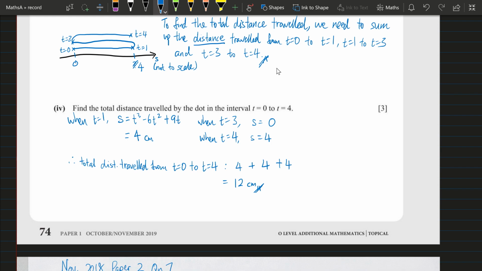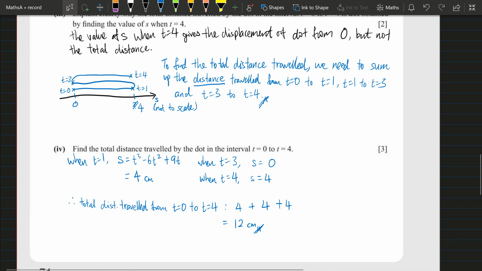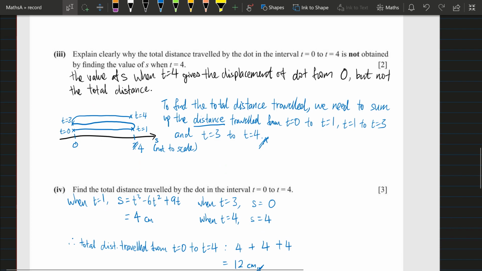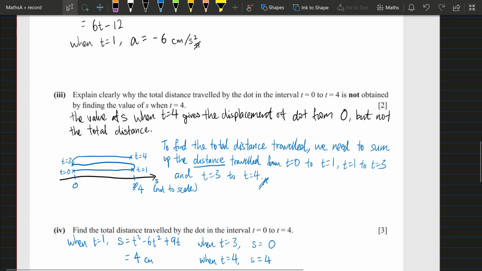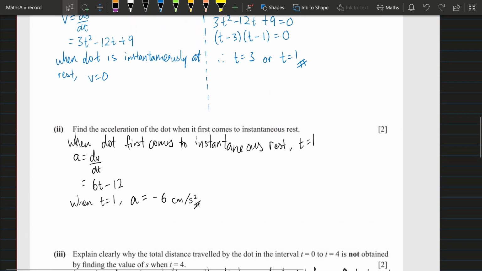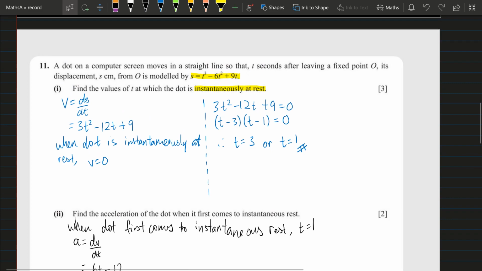So this question isn't really that hard, but you need to figure this out. This is the crucial part here. To find the total distance traveled, we actually need to sum up the distance traveled from t equals to 0 to t equals to 1, t equals to 1 to t equals to 3, and t equals to 3 to t equals to 4. So just remember next time when you encounter kinematics questions, right? Always check this. Did the particle turn?